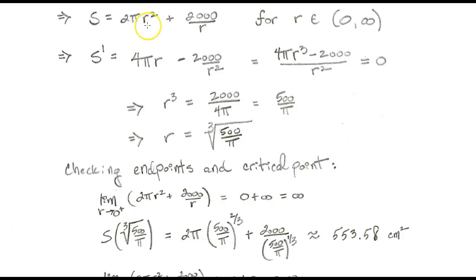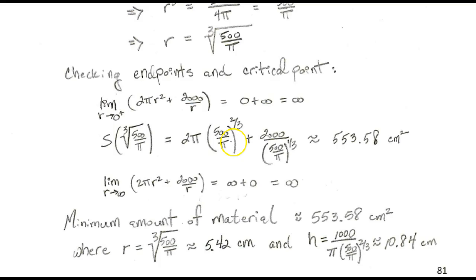The bottom line is I first need to find critical points. So I take the derivative, set it equal to 0, and solve for r, and I get the cube root of 500 over pi. Checking the endpoints and the critical point then. Checking the two endpoints, intuitively we should understand that they should drive the amount of material we're using for the can out to infinity as well.